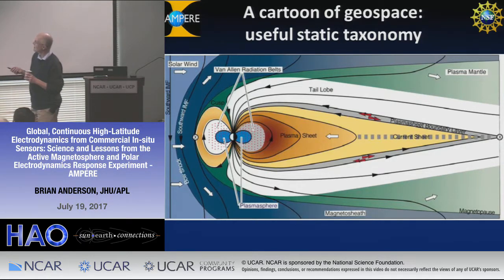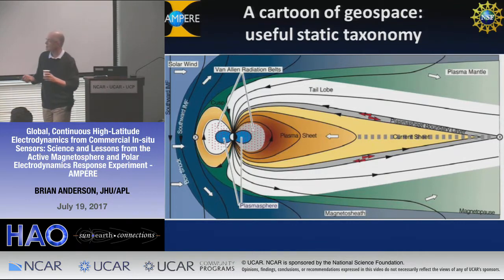Here is a cartoon of the magnetosphere. The Earth is in there. This is the magnetopause, a cartoon of that, and the magnetosheath. This is where the plasmasphere is. The radiation belts, which are very dynamic, are here. And this is a static cartoon view of that system.